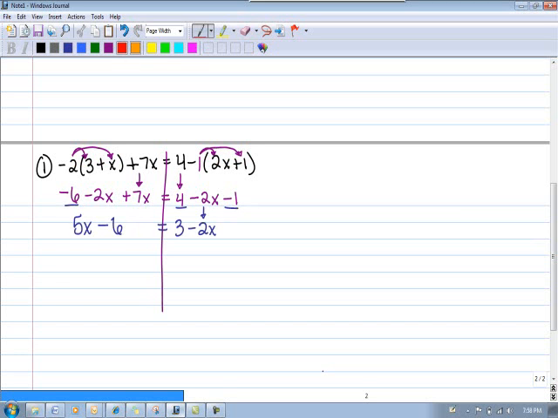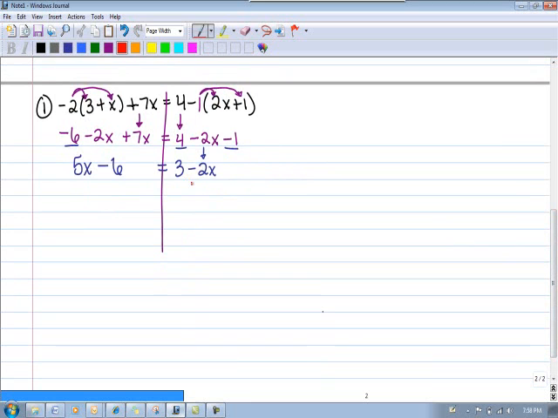Alright, moving on to step 3. Step 3 says I'm going to move all of my variables to the left side of the equation. So I'm going to move this -2x off of the right side by adding it. So I'm going to add 2x to both sides. And that gives me 7x minus 6 equals 3.